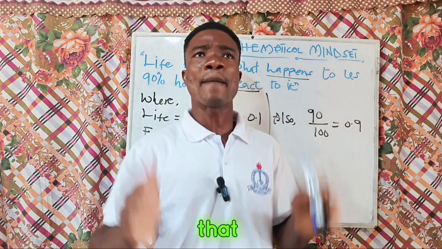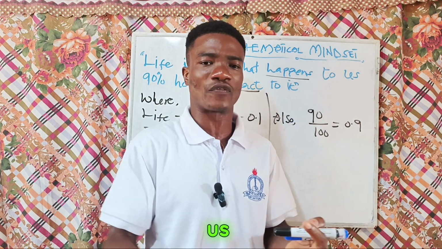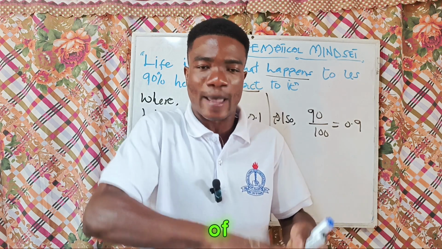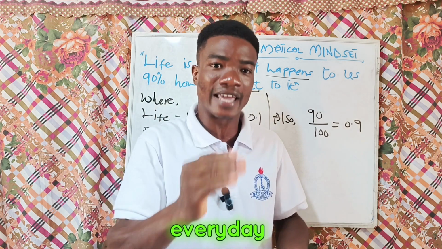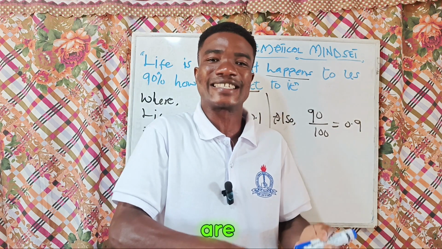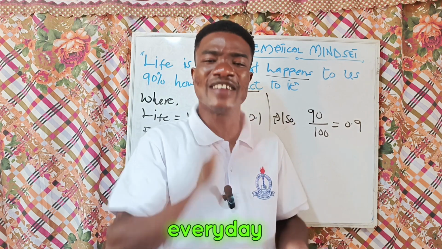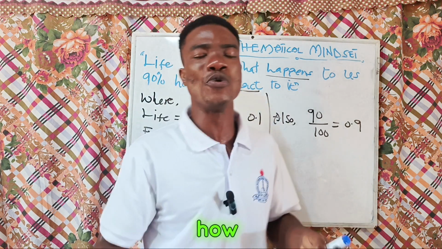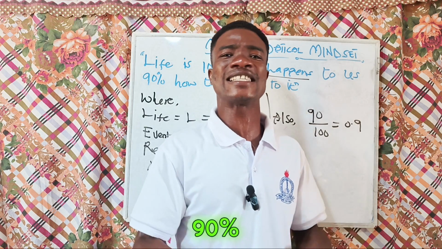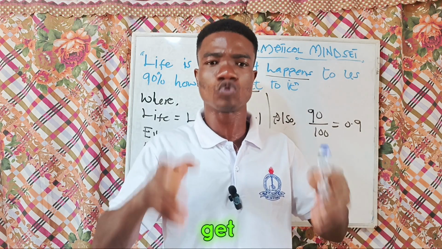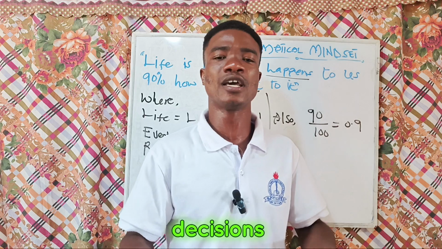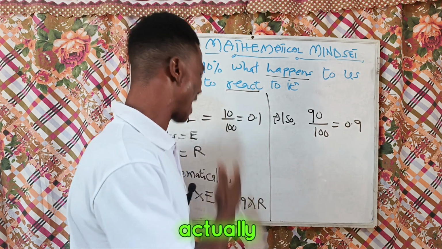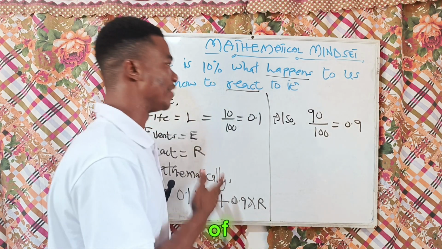So it means that the 10% what happens to us, be it challenges, sickness, failures, or disappointment, is 10%. Every day there are disappointments, every day there are circumstances that we pass through, every day there are failures. But 90% is how we can solve those problems. 90% is how we can actually delve into those problems and make potential decisions to overcome those challenges. That is actually behind the illustration of this quote.